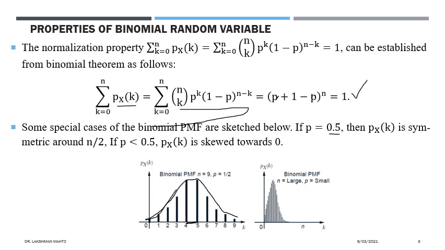This symmetry is not always possible. It is possible when you are taking a fair coin, that means the probability of success is 0.5.